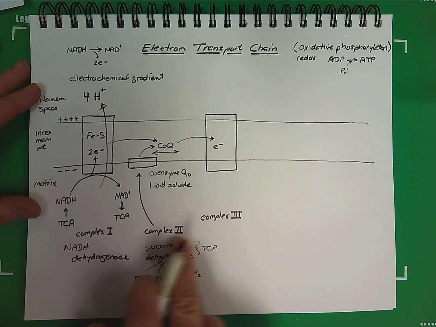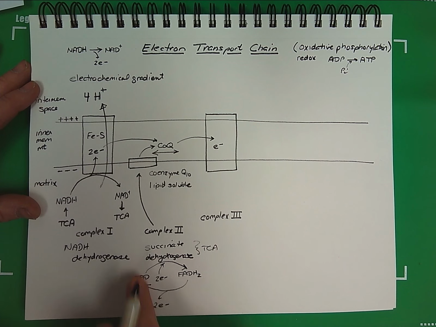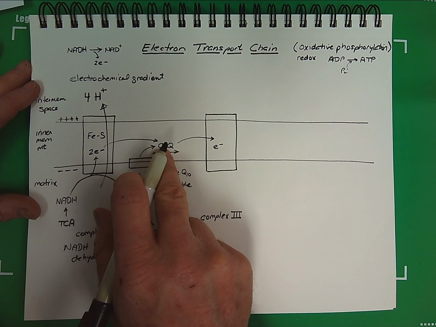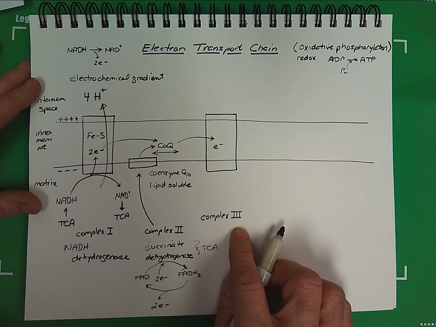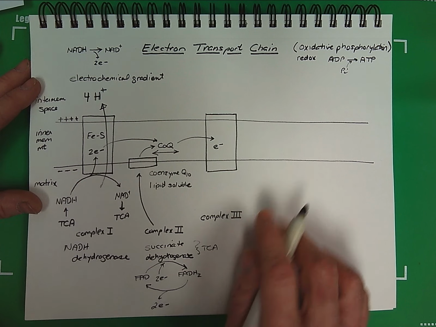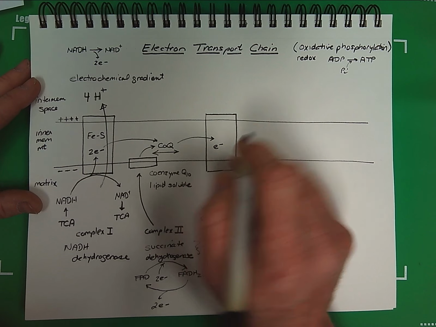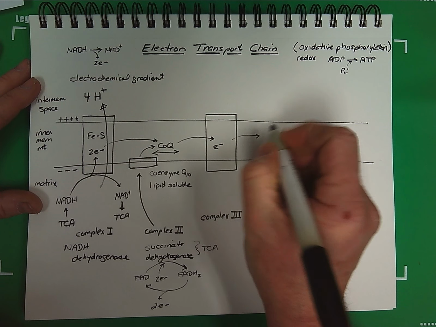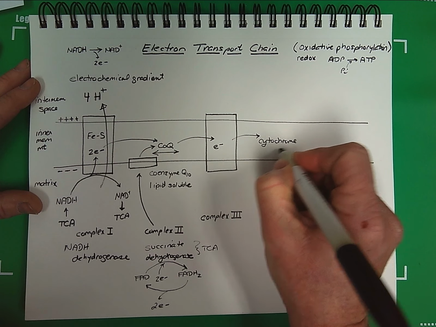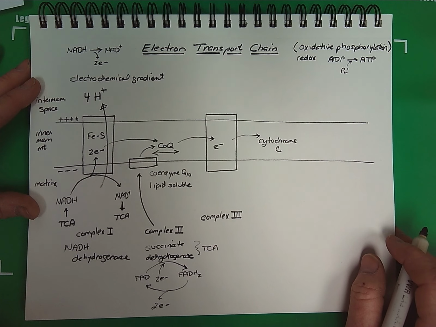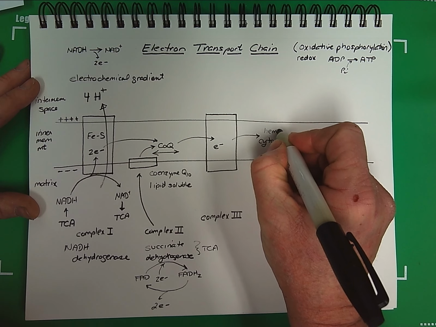So in summary, complex 2 will take these electrons from FADH2 to oxidize it back to FAD to keep the enzyme going, and these electrons will be moved to CoQ. Once they're in CoQ, they can be transferred to complex 3. Now likewise, with complex 3, we need to move these electrons along, and so these electrons are going to be moved to another small molecule called cytochrome C. Cytochrome C actually has heme iron bound to it.